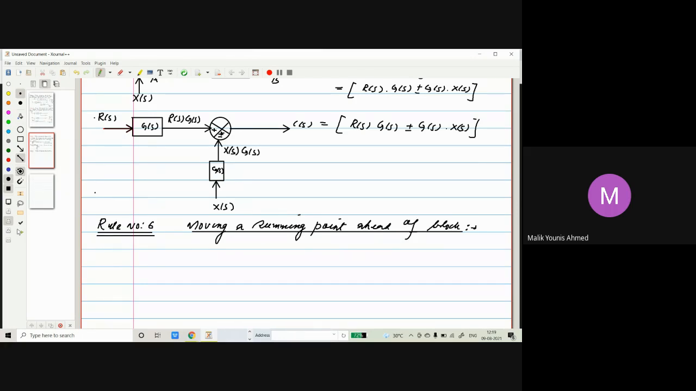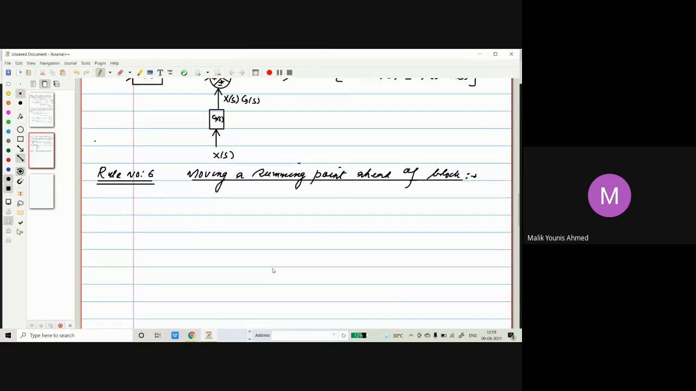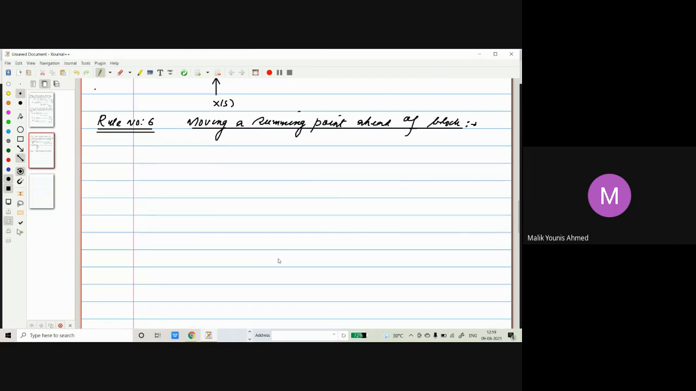Let's see how we can do this. So what is the scenario here? Same scenario we have taken above. We can take it for our reference. For our reference, we can take the same scenario.